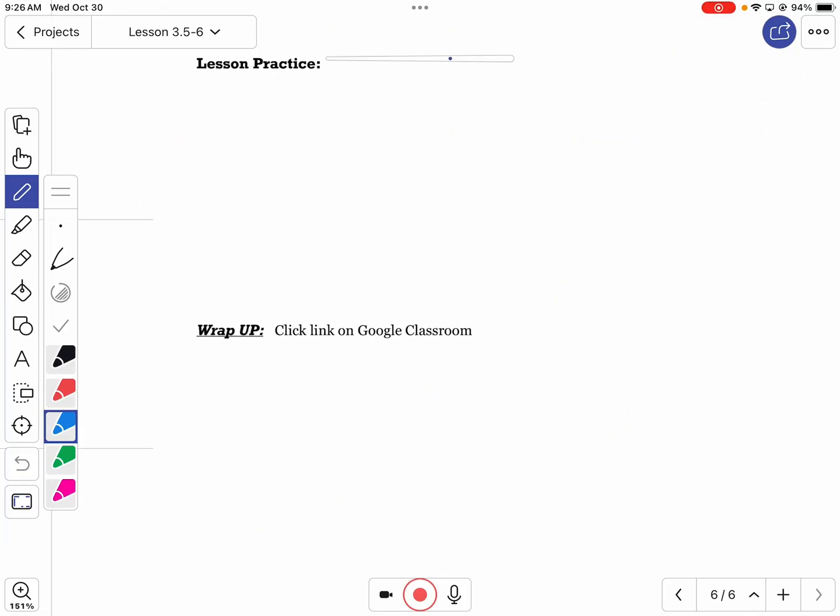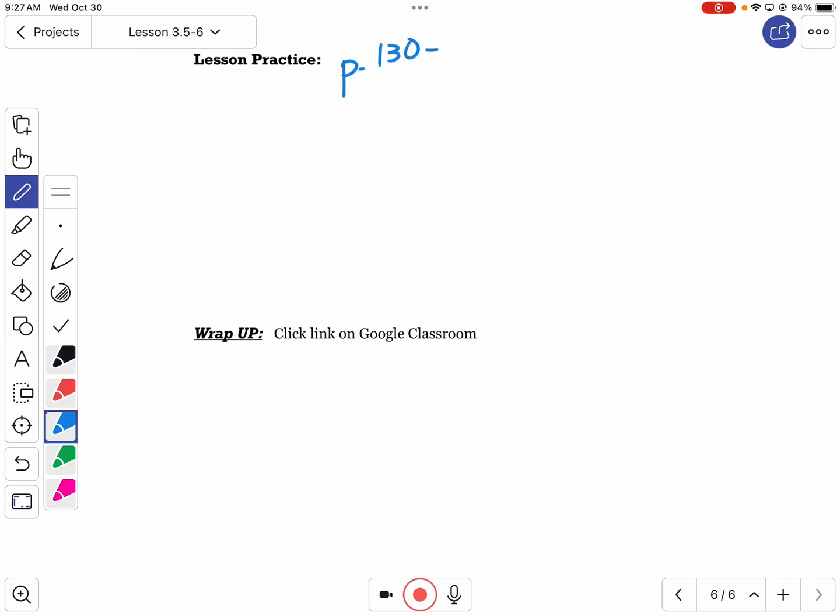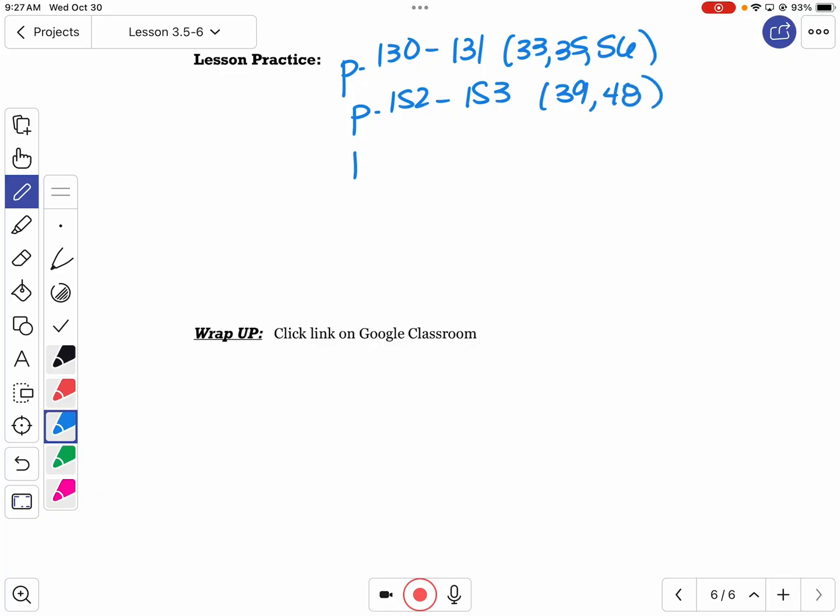Okay, here we go. Your assignment today is on multiple pages because they do higher order derivatives throughout the whole chapter. So it still works out to about the same number of problems. Page 130 to 131, 33, 35, 56. Page 152 to 153, 39 and 48. I'm just trying to give you some different ones to look at. Page 165, 29 and 31. Page 176, 27 and 29. They're all asking for a higher order derivative, but they're spaced out throughout the chapter.